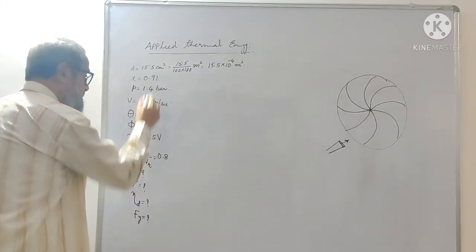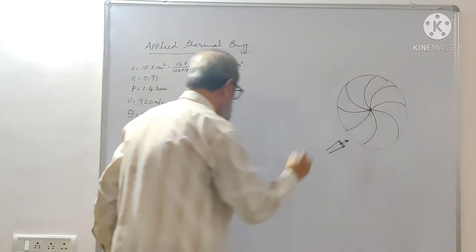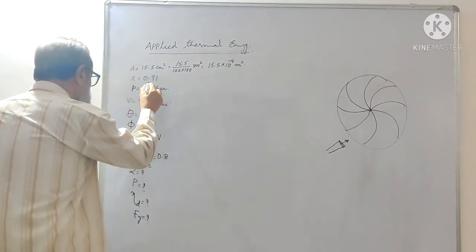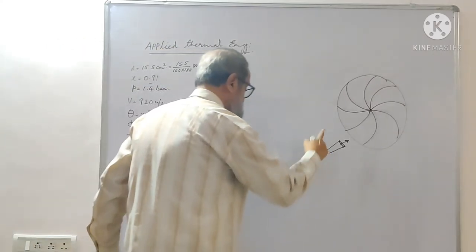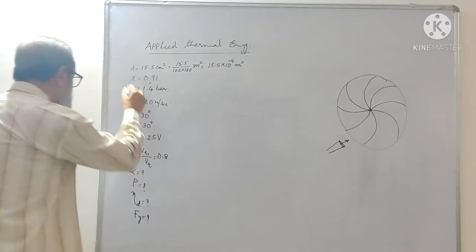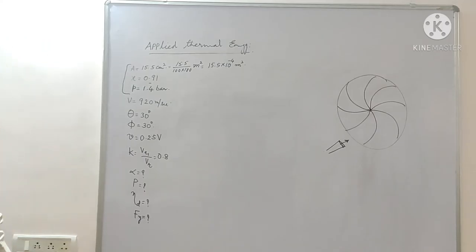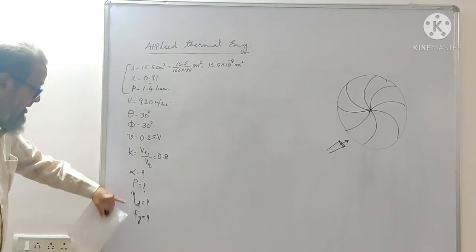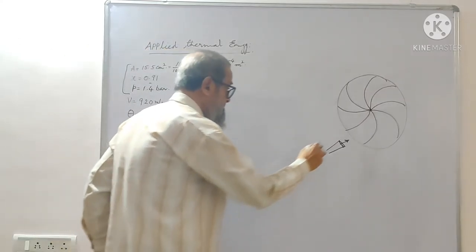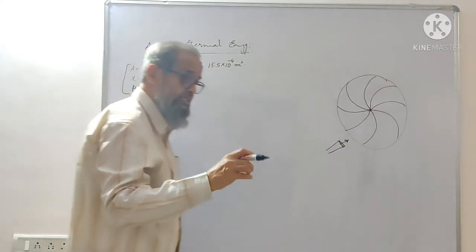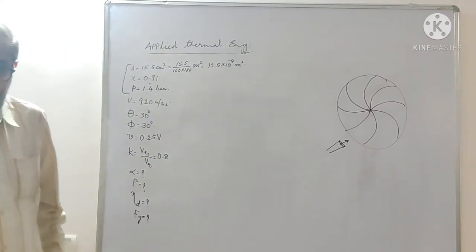X is 0.91. The steam that is coming out here is wet steam, and its dryness fraction is 0.91. Its pressure is 1.4 bar. Now, why these details are given is that you have to find out the mass of steam. To calculate power, you require the mass of steam that is striking this wheel per second. How much steam is coming out and striking per second, ms.